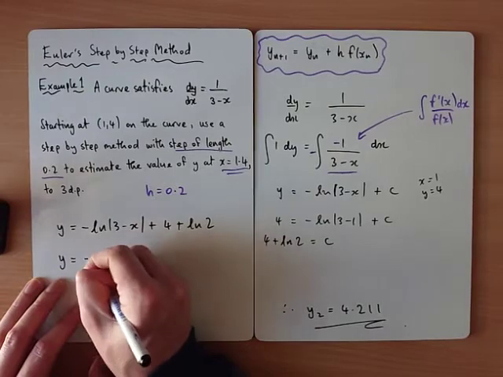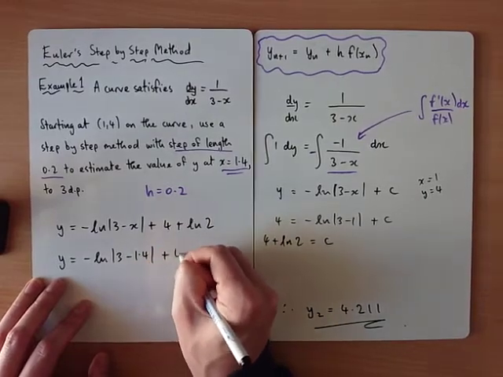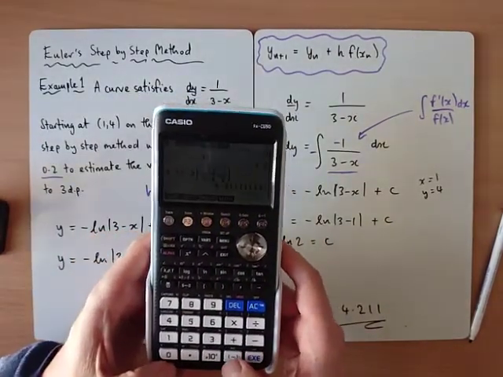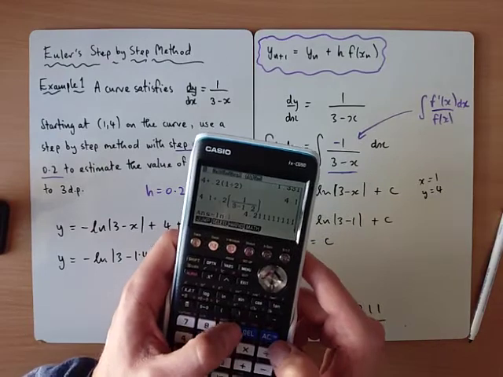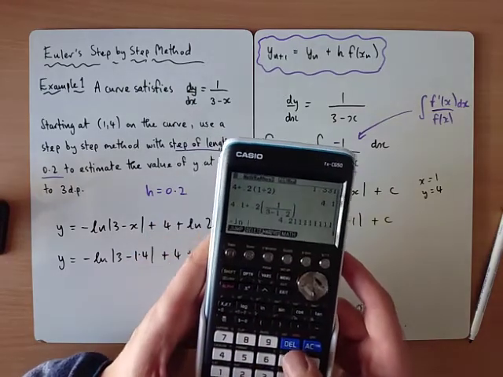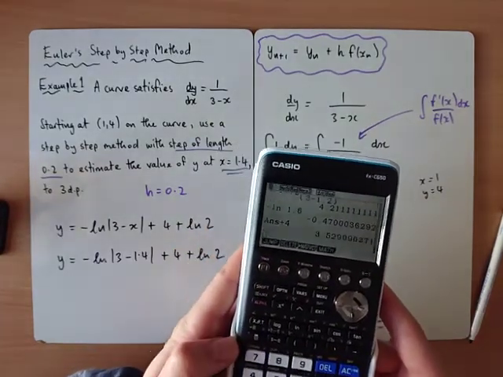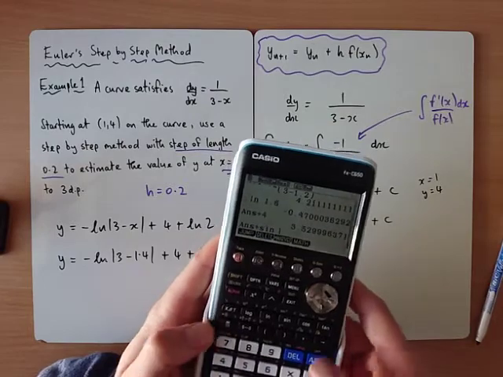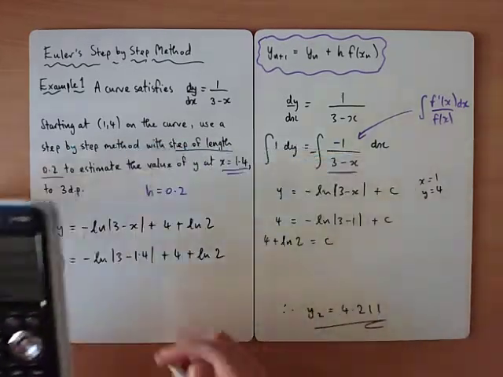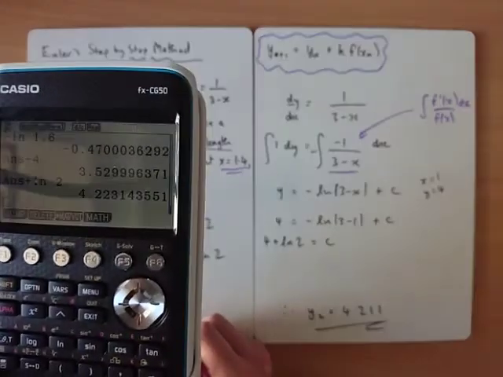So let's see, minus ln 3 minus 1.4. Let's see what we get. So if we do minus ln of 3 minus 1.4, which would be 1.6, so minus ln of 1.6 plus 4 plus ln of 2. So I'm saying that y is equal to 4.2. Can you guys see that? 4.2231.